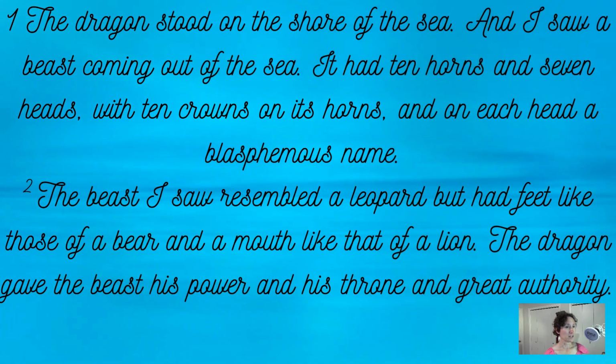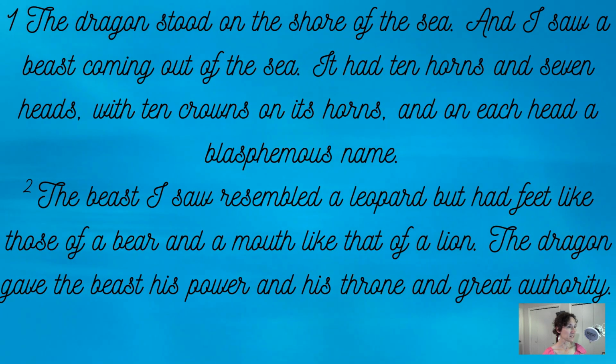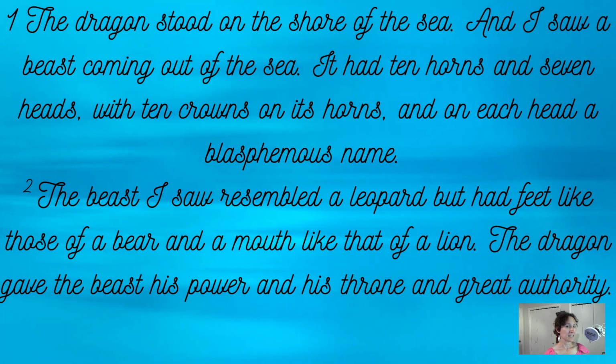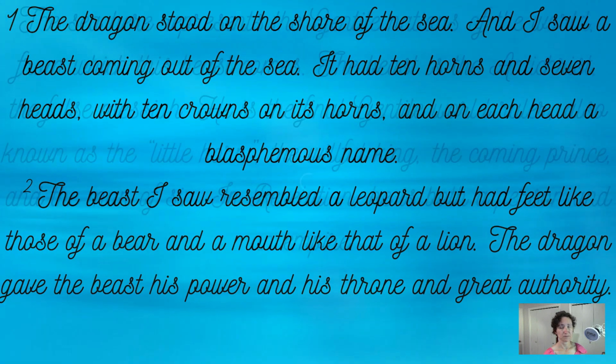The dragon stood on the shore of the sea, and I saw a beast coming out of the sea. It had 10 horns and 7 heads, with 10 crowns on its horns, and on each head a blasphemous name. The beast I saw resembled a leopard, but had feet like those of a bear, and a mouth like that of a lion. The dragon gave the beast its power and his throne and great authority.